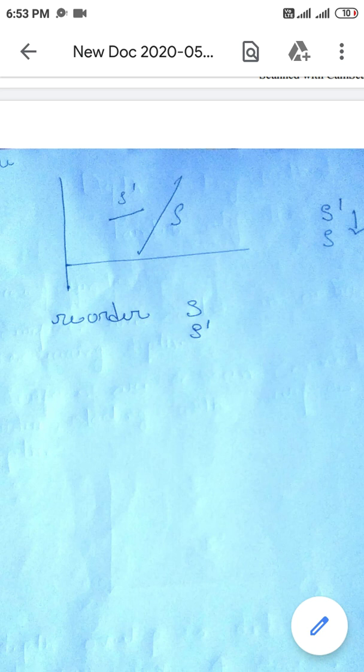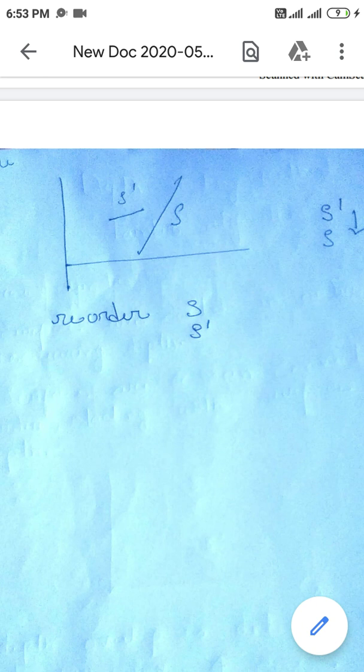So in that case what we have to do is reorder our surfaces. That means S and S dash we have to reorder, and with that reorder we have to place the surfaces, and after that placing we have to scan convert first the S surface then S dash. So this is all about the painter's algorithm. Okay, thank you students.